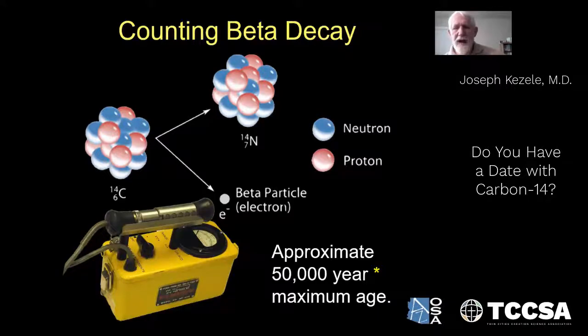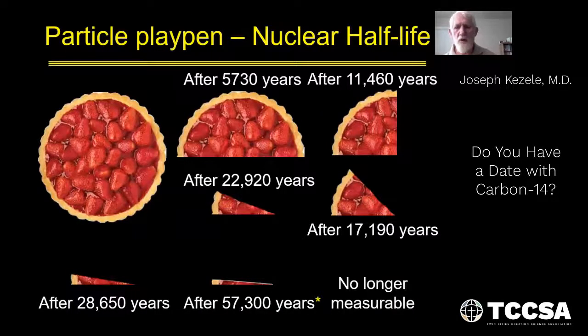So the limit to how old something can be dated, again, the asterisk means using the evolutionary assumptions, the uniformitarian assumptions, would be about 50,000 years. After that, the amount of carbon-14 remaining in the specimen would be so small that it would not be measurable. So here, just showing you using the pie again, that after 60,000 years, it is no longer measurable. It's there, but a very, very tiny amount.